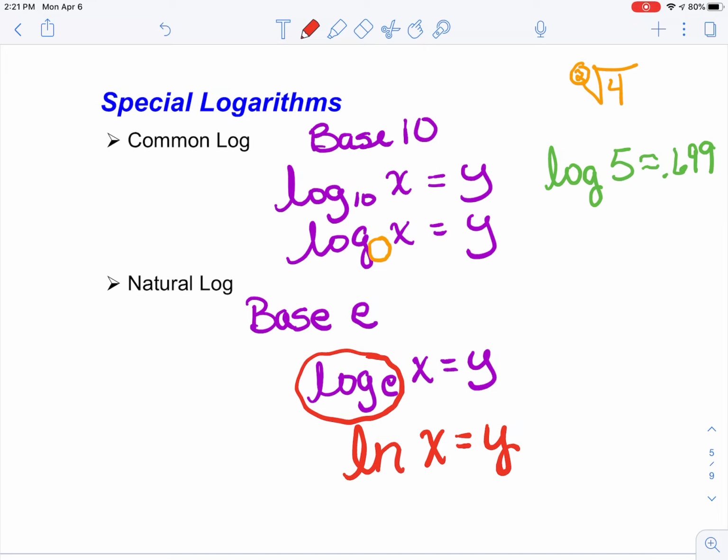So on your calculator, you can take the natural log. Let's do 7. So if you hit the ln on your calculator, push in 7, you should get approximately 1.946 as your natural log of 7. These are our special logarithms.